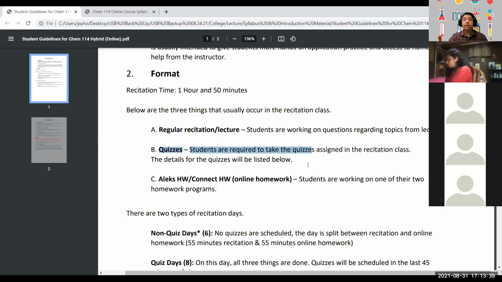You have quizzes at the end. On any days that there are quizzes, it will be assigned at the end of recitation. You also spend part of that time working on your homework itself.